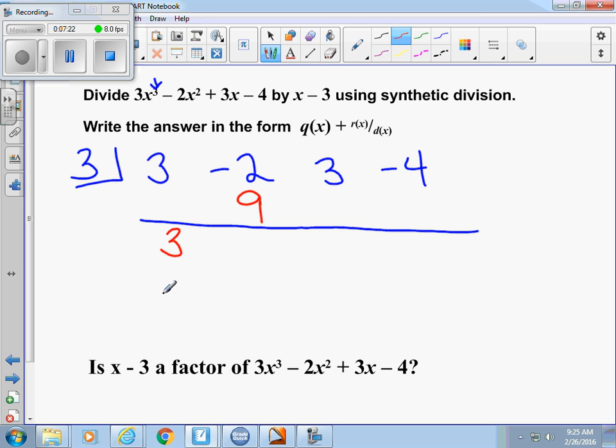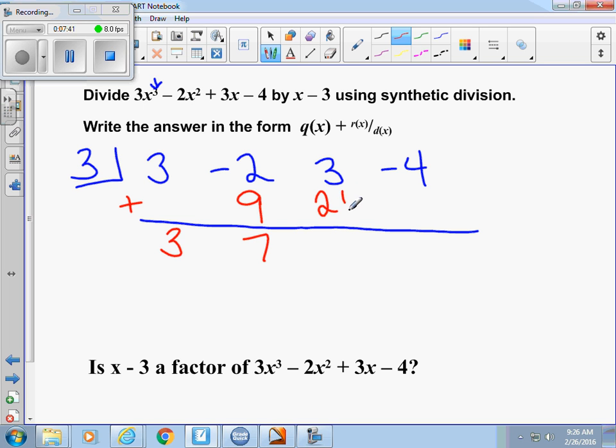You always start by adding down. Always your first step is to add down. Then multiply. Then add down. Then multiply.